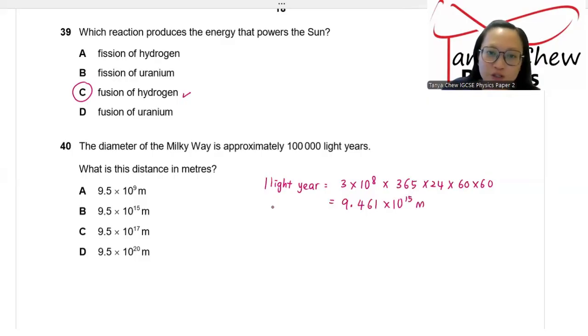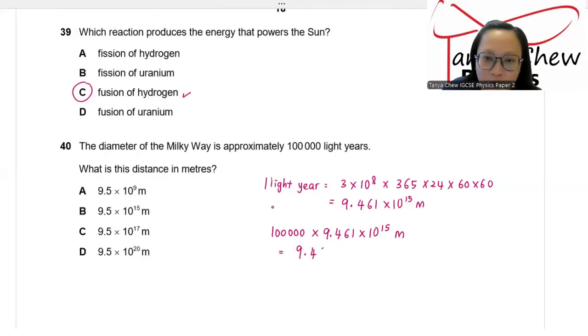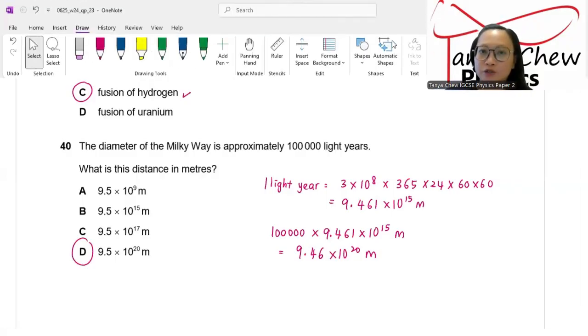Then, okay, I want to change this 100,000 light year. I just multiply with 9.461 times 10 to the power of 15 meter. I could change it to meter, which is equal to 9.46 times 10 to the power of 20 meter. The answer is D.